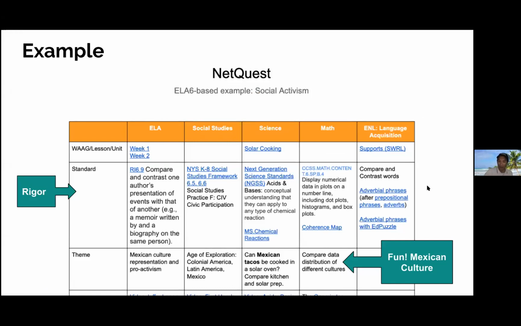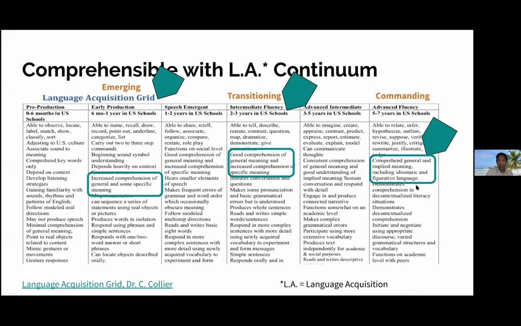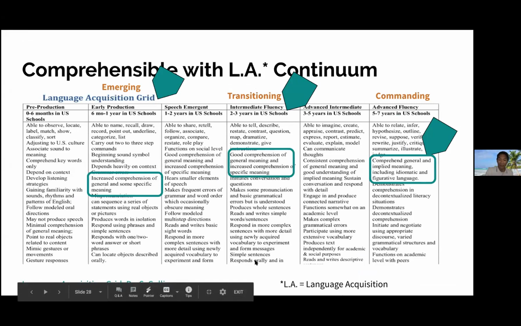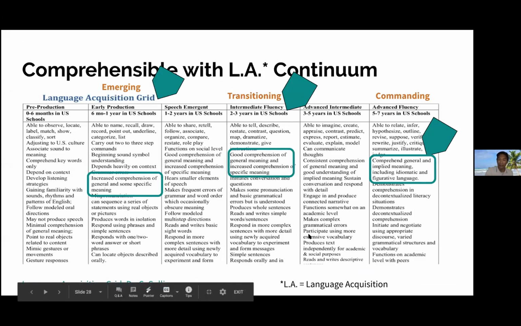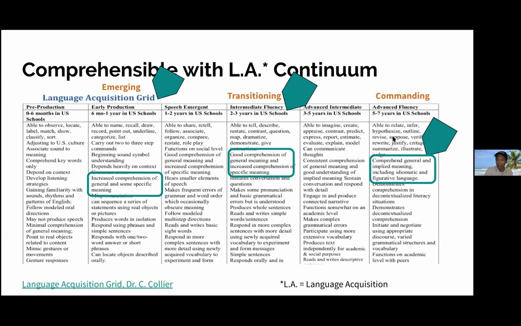Let me show you how that works. This is a language acquisition continuum to increase the comprehensibility of your teacher talk. I got this from Dr. Collier, who put this together. It's on the internet. And it shows very clearly how your language should be formulated when you're instructing. Looking at the column, where they should be in 5 to 7 years, how long it takes for a student to get comfortable with the language, they comprehend general and implied meaning of whatever you're saying.